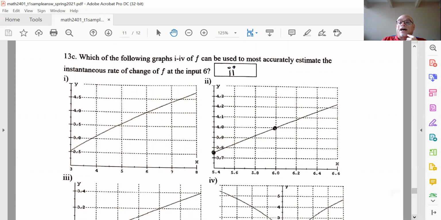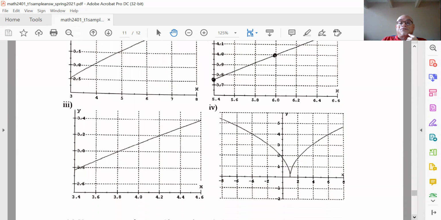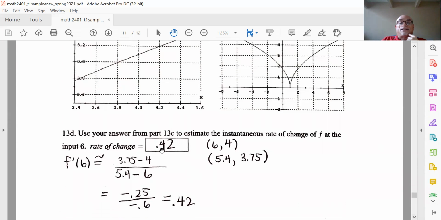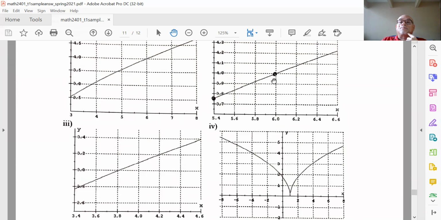All right, so how do we do that? Well, you just pick 2 points off of this quote unquote straight line. This really isn't a straight line, but it looks like a straight line, so it's going to behave like a straight line. You pick 2 points off of it, and then just compute the slope between those 2 points. That's what I did in part D. Let's see, what points did I pick? I picked 6 and 4, this point. That's a pretty obvious point to pick.